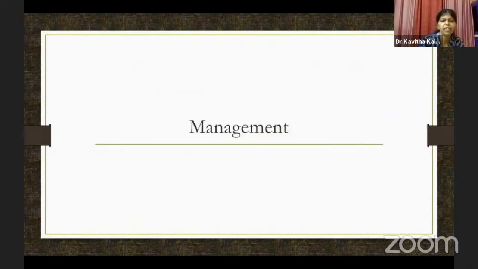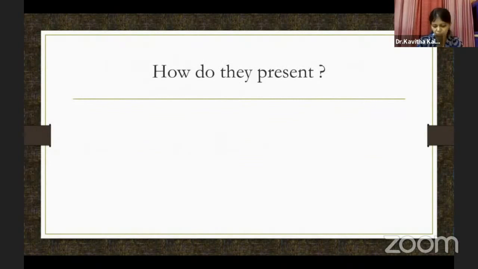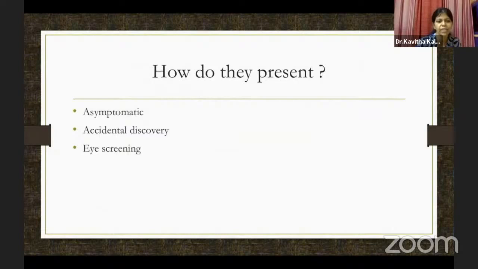So coming to management. How do we manage? Before we know how to manage, we need to know how they present. Many times they can present asymptomatically, accidentally discovered in childhood. Lucky if we just diagnose it in childhood by accidentally covering one eye and realizing that the other eye has poor vision. Eye screening is very important. That is why schools advocate eye screening as early as possible. That is one way of detecting amblyopia.